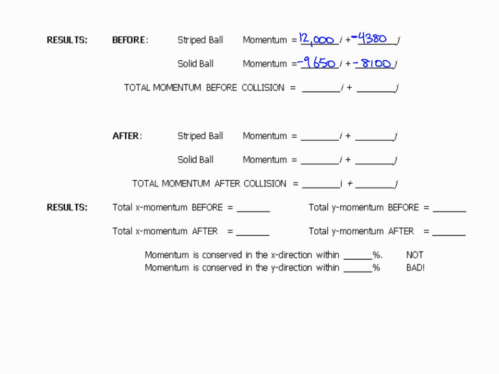And so we can figure out the total momentum of the system before the collision. So add these two together, 2,350. Add these two, negative 12,480.